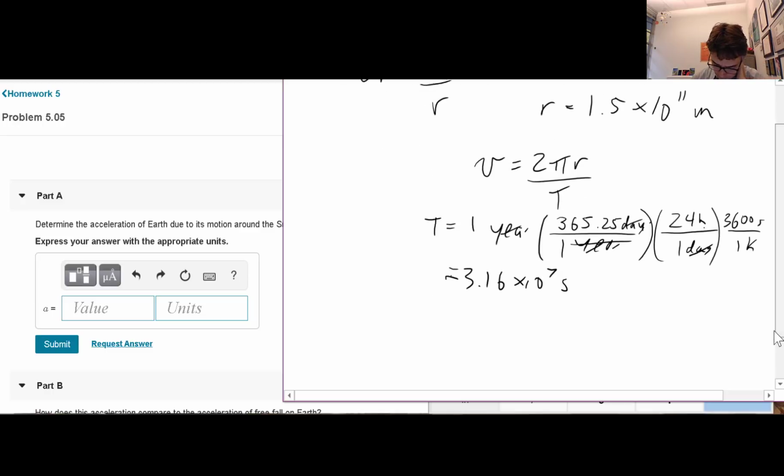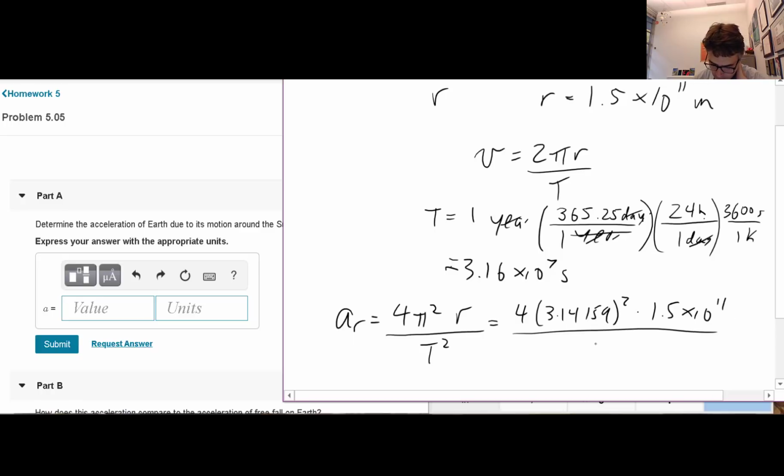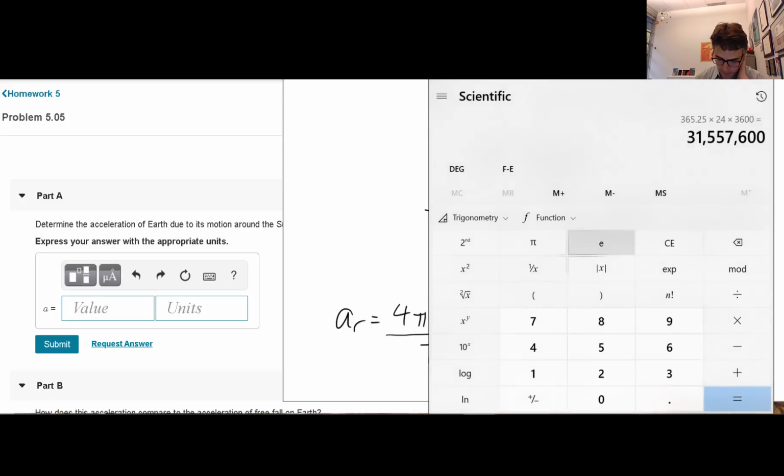So we've got a sub r is equal to 4 pi squared. Those r's cancel again. You get r on the top divided by t squared. So it's 4 times 3.14159 squared times 1.5 times 10 to the 11 divided by 3.16 times 10 to the 7 all squared. So let's type that into my calculator.